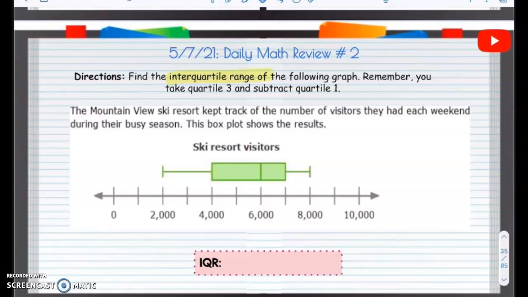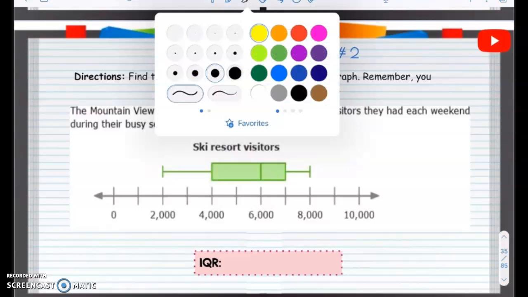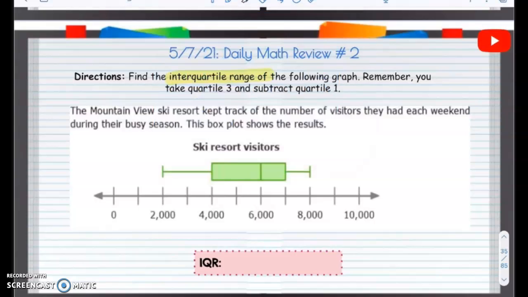So we are going to take our upper quartile. Let's do it like this. We're going to take quartile 3, and then we're going to subtract quartile 1. So 1 is the first part of the box. Here's 2, the middle, the median. And 3 is the second part of that box. In between 6,000 and 8,000, you have 7,000. So we are going to take 7,000.